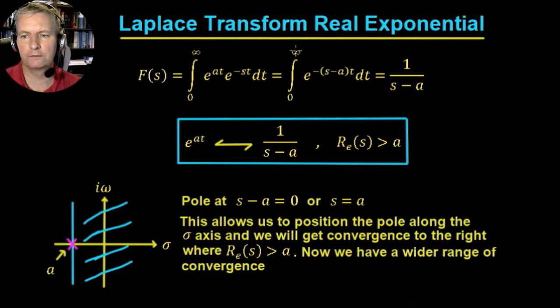So that's the integral from 0 to infinity of e to the minus (s minus a) t dt. Now we can go ahead and integrate this, in which case you would have minus 1 upon s minus a times e to the minus (s minus a) t, all from 0 to infinity, and you could put your values in for 0 and infinity and you get 1 upon s minus a.